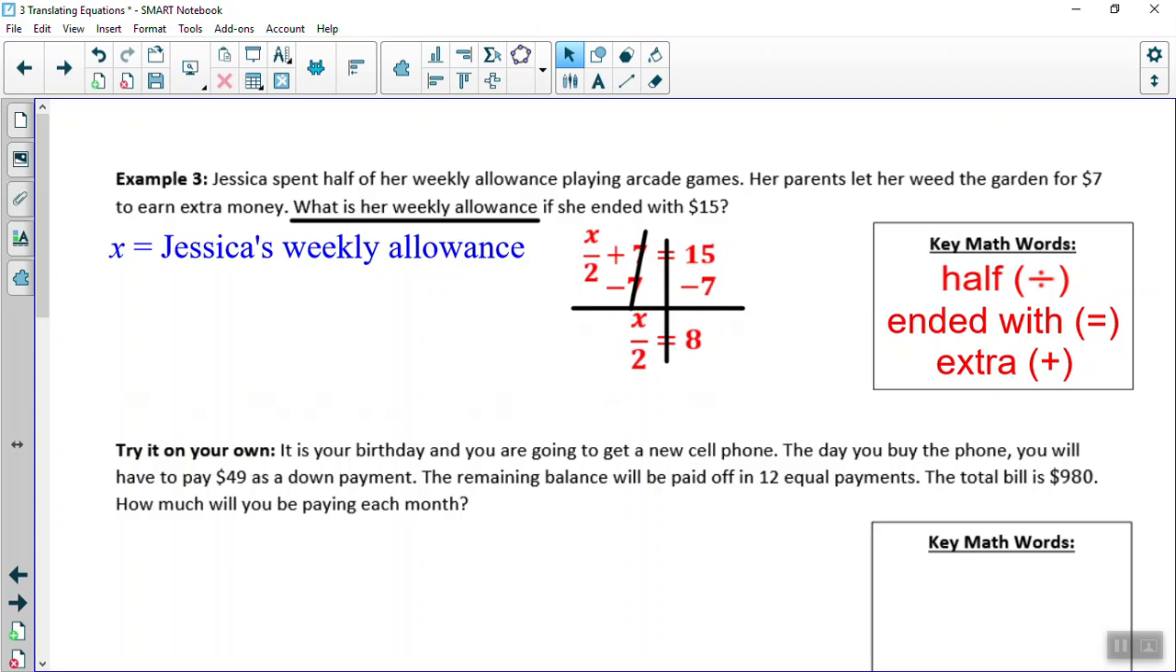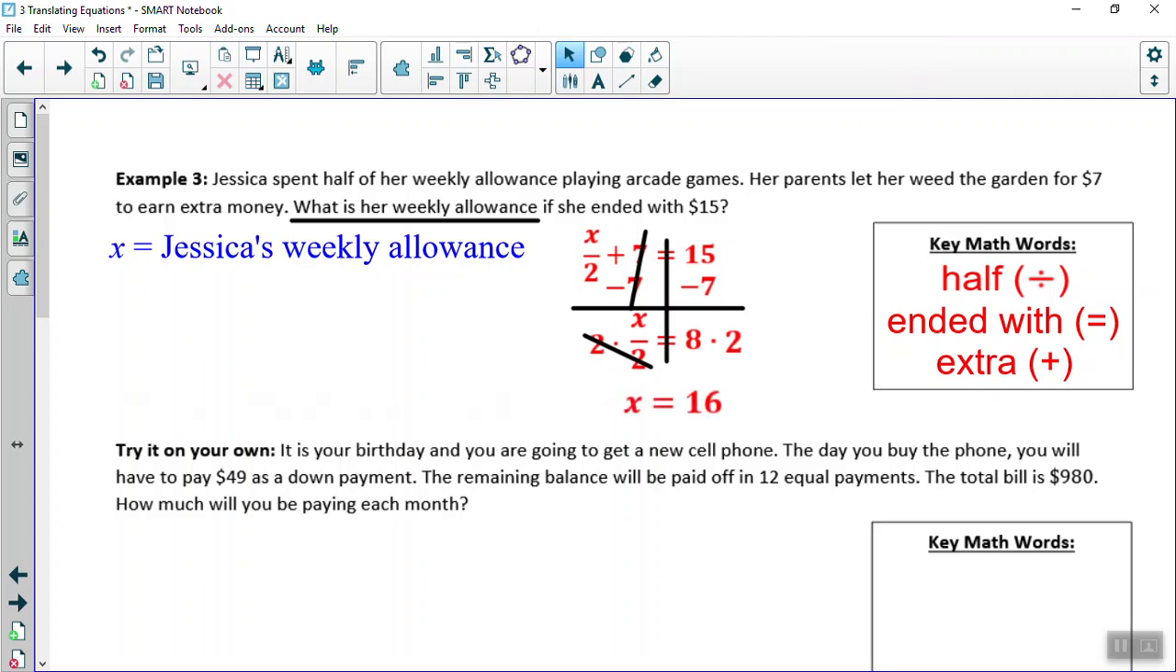Now my next step is to isolate the x. So I have to undo that division, which means I'm going to multiply both sides by 2. When I do that, it's going to cancel out these 2s. And now I'm left with x equals 16.